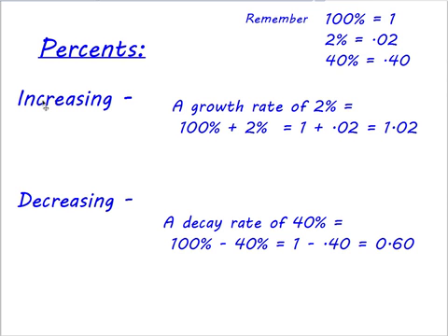Remember, on percents, if I'm increasing, I have to add my percent onto 100% of what was already there. So if I had a growth rate of 2%, in my equation I would put 1.02. If I'm decreasing or have a decay rate of 40%, I would have to subtract it from the 100% that was already there. So if I had a decay rate of 40%, in my equation I would put 0.6 for the 60% that's left.